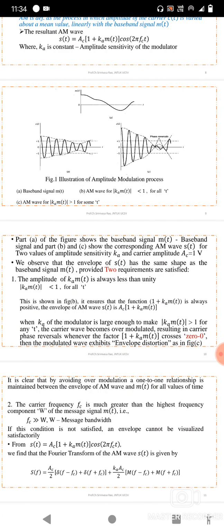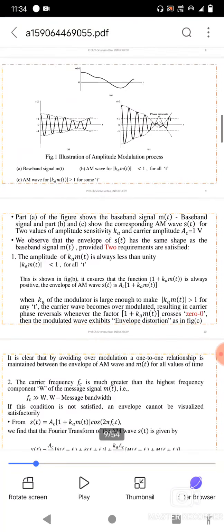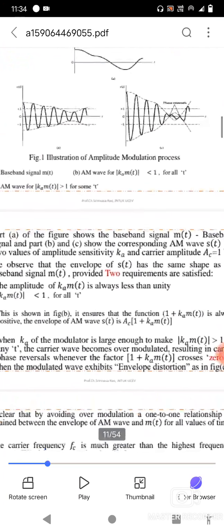When Ka, the sensitivity constant of the modulator, is large, that is greater than 1, in that condition the carrier wave becomes overmodulated. So the sinusoidal signal becomes overmodulated, and because of that phase reversal occurs. Then the modulated wave exhibits envelope distortion. That is represented in figure C. Observe this figure C, like this.